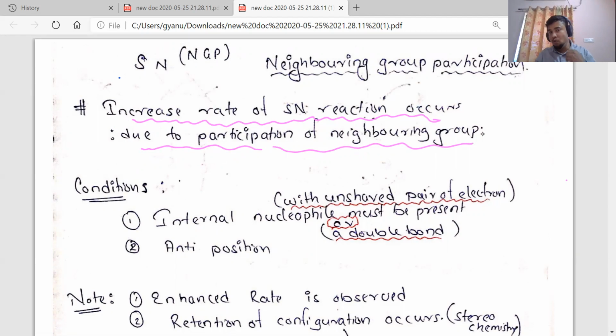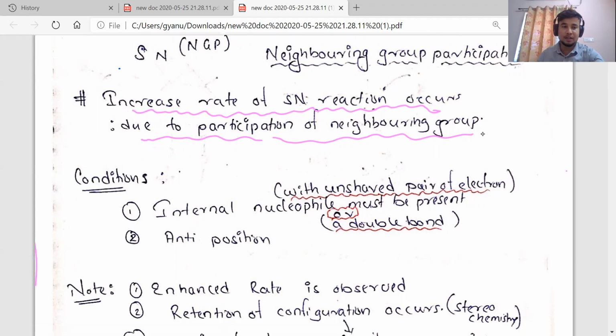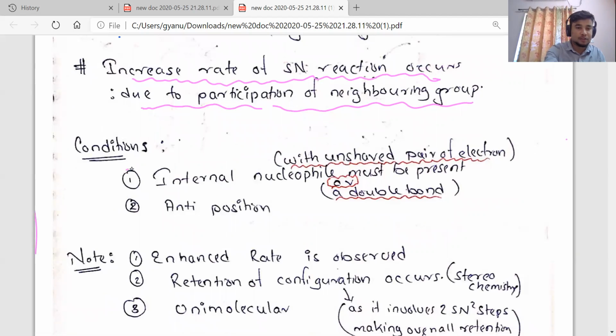Now let us understand what the requirement is for this kind of reaction. The requirement is very simple. There has to be an internal nucleophile. As you can see here, the first point: there has to be an internal nucleophile present in the substrate for the reaction to occur. So let's first see what an internal nucleophile is.